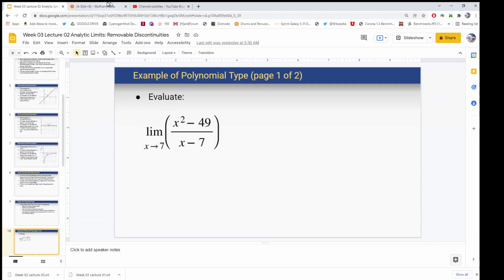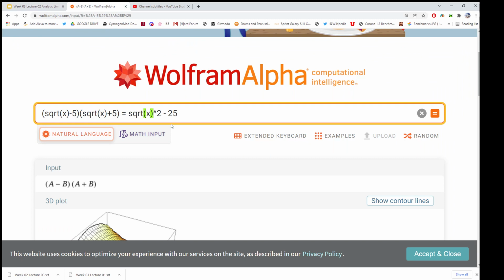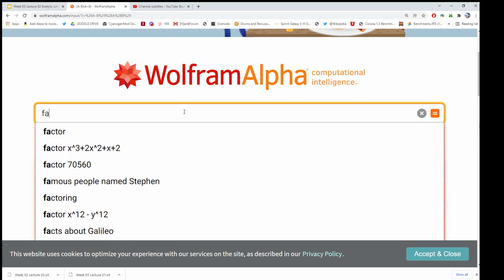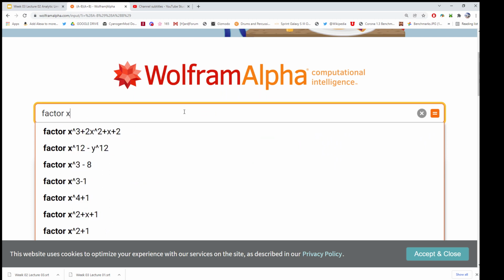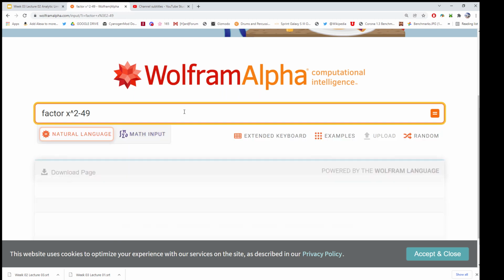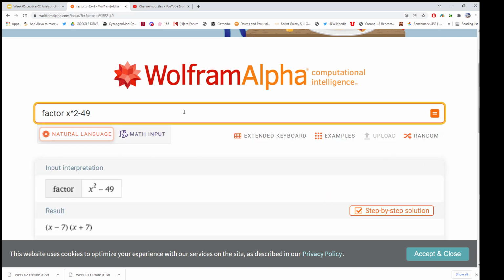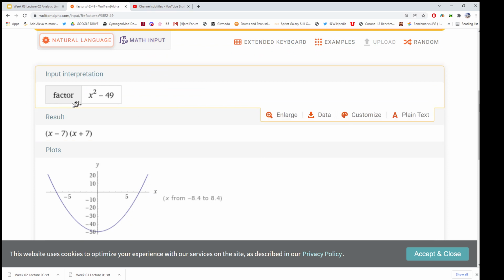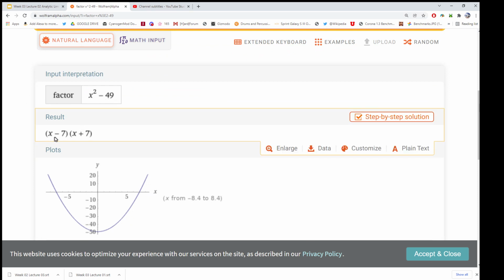If you can't, then you might want to go use something like Wolfram Alpha. You can just type factor x squared minus 49 into Wolfram Alpha, and Wolfram Alpha will factor that for you if you need it to, right? X squared minus 49, the result is x minus 7, x plus 7. Okay?